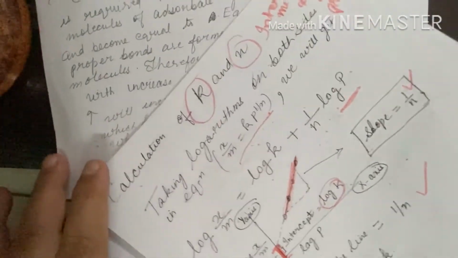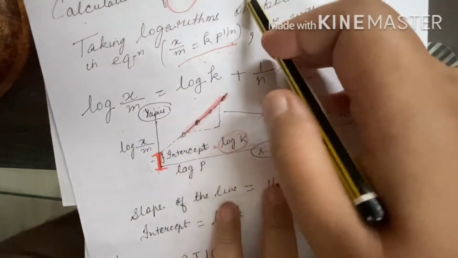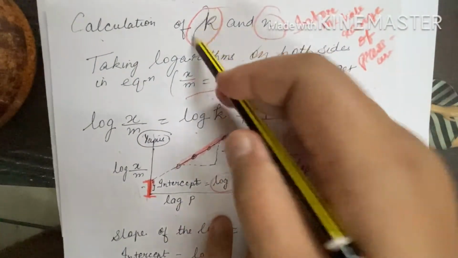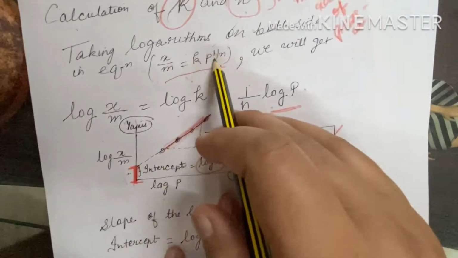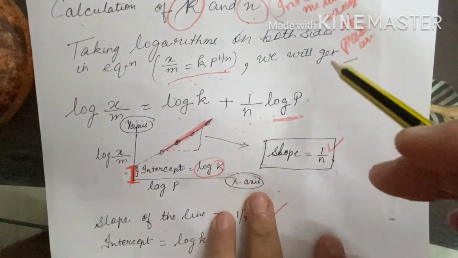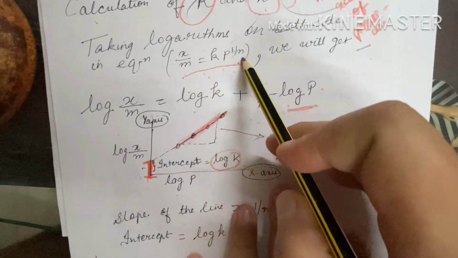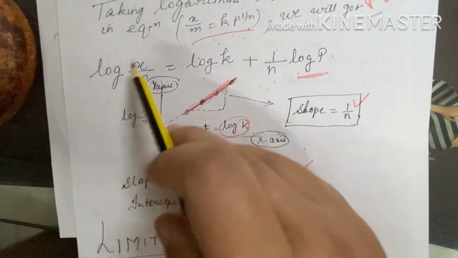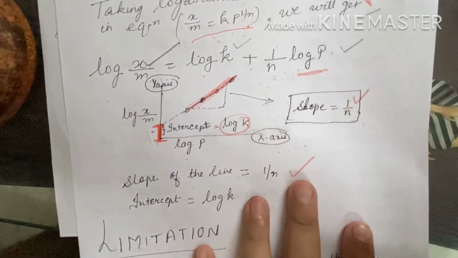So now how will you find out the value of k and n? So the constants are k and n. How can we calculate their values? By taking the logarithm. In the second case, when we were studying the intermediate range of pressure, according to Freundlich, the value of x upon m was equal to k p raised to power 1 upon n. So by taking logarithms on both sides, we'll have the equation log x upon m equal to log k plus 1 upon n log p.